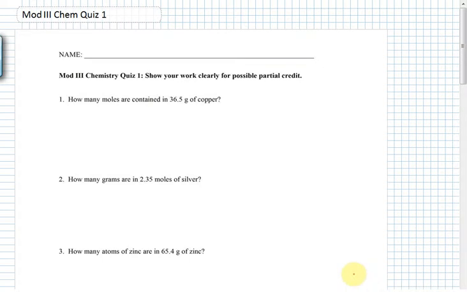Okay, here's a quick review of the Mod 3 Chemistry Quiz 1. Some of you did very well, others of you really struggled, so let's go through it real quickly.